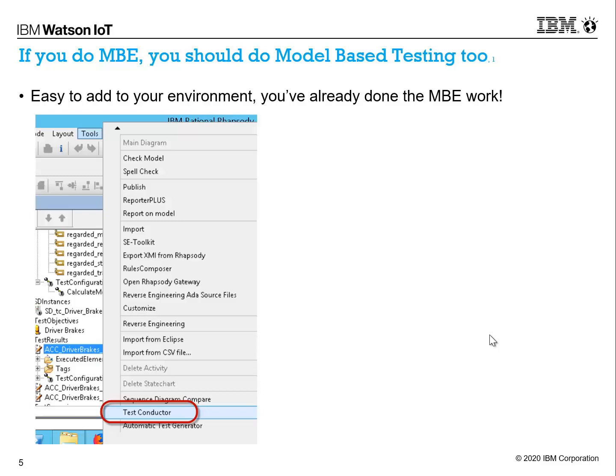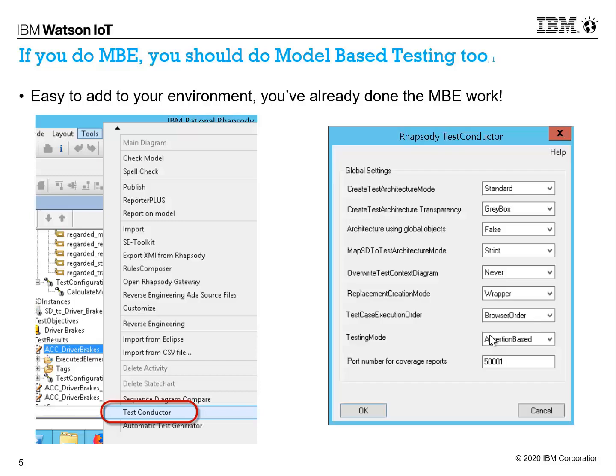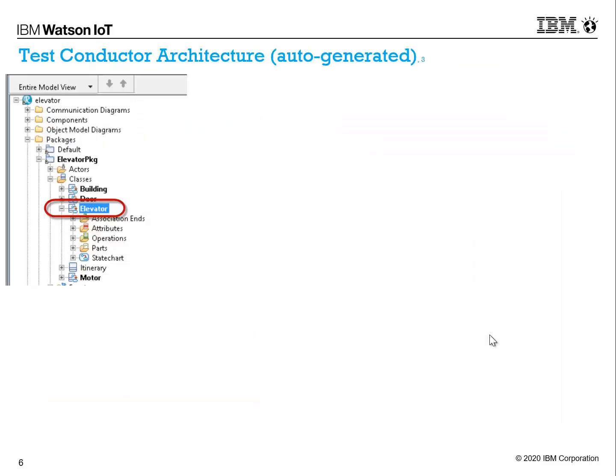In Rhapsody, go down to the selection for Test Conductor and select that, at which point you get a user interface that allows you to configure the user experience with Test Conductor. So for example, what kind of test architecture do you want to develop? How do you want to work with that test architecture in a gray box or a black box style? And finally, what kind of testing mode do you want to work in? Assertion-based or animation-based.